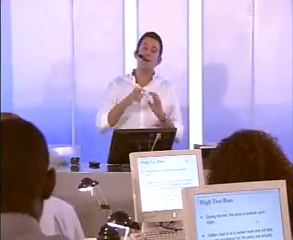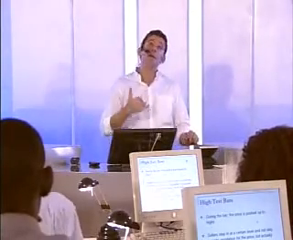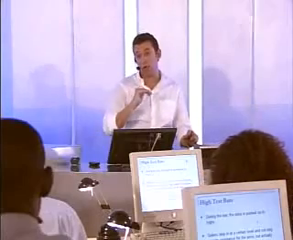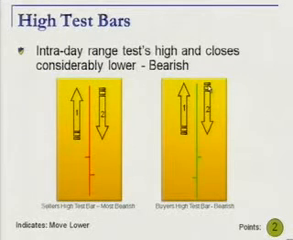So it tries to run higher. People who are already holding the stock look at this as a good opportunity to cash out. It tries to go higher and just gets slapped down, and the stock actually closes towards the low end. So if we look at this in terms of an example, the intraday range tests high and then closes obviously considerably lower.